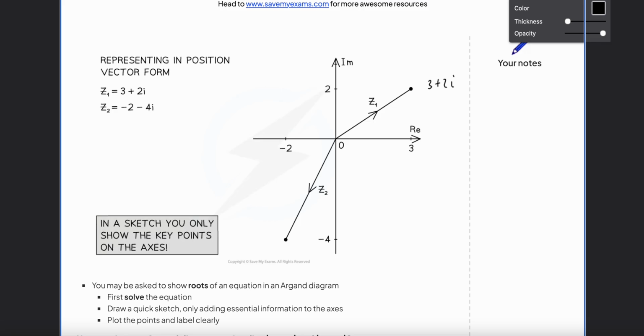We do the same for z2. z2 is equal to minus 2 minus 4i. So we have our minus 2 on the real axis, we have our minus 4 on the imaginary axis. This is the point, and so this is minus 2 minus 4i. And you need to take note of the arrows. They start from the origin going to the complex number point. The same, we start from the origin and the arrow is pointing to the point.